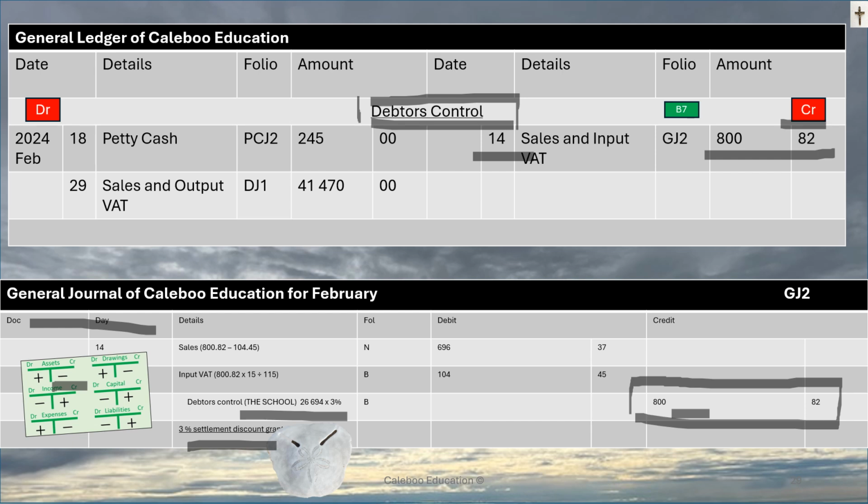Remember, there wasn't a column in the general journal for debtors control, so the transaction gets taken to the control account on the day the transaction took place. And there we see debtors control, the school account was credited, decrease in assets, with 800 Rand and 82 cents. That was the settlement discount on the 14th, after the school settled what they owed to us, Caleboo Education.